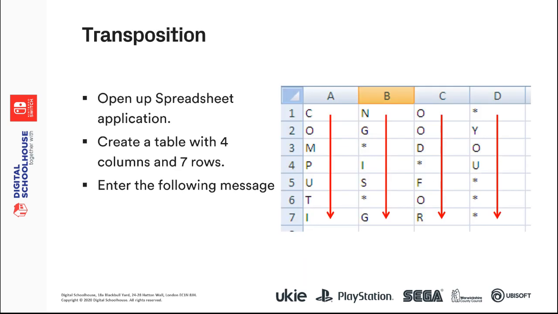So we are going to be doing a transposition cipher to start with. What you're going to need to do for this is open up a spreadsheet application. As I said earlier, I'm going to be using Excel, but if you haven't got Excel, you can use a different spreadsheet software, and that's absolutely fine. And you're going to need to create a table with 4 columns and 7 rows.